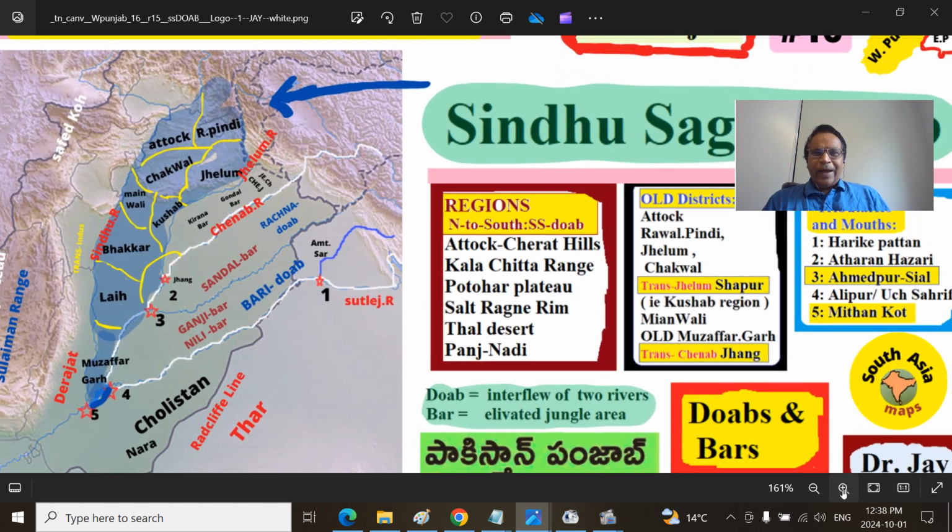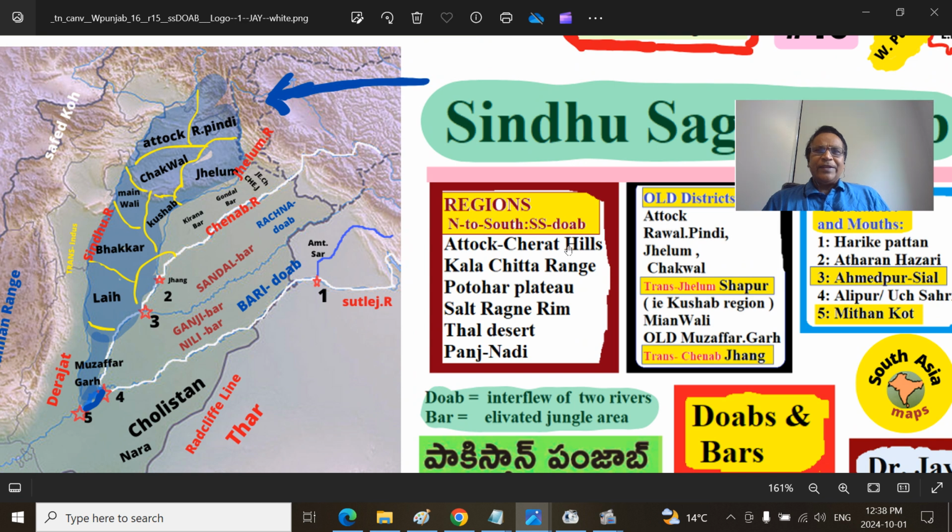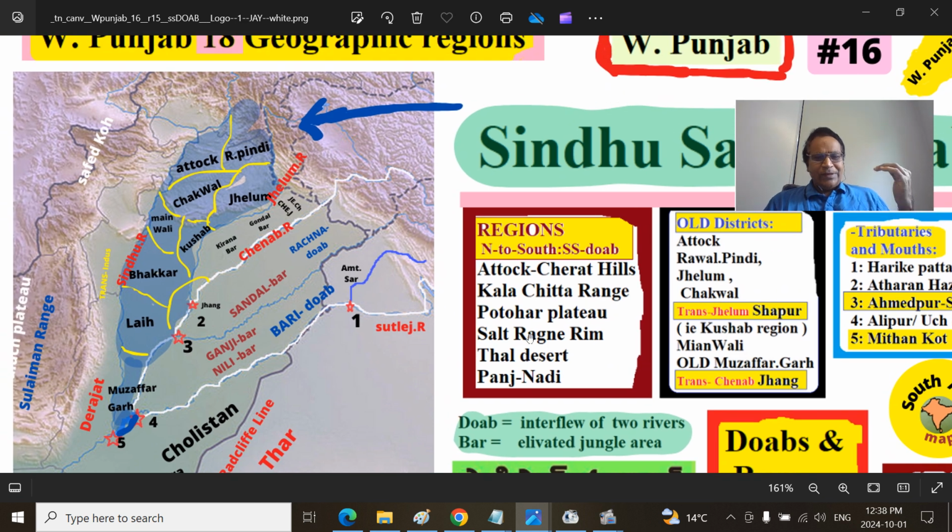I have covered this before. These are the regions. If you miss this part, I will show you after 30 or 40% of the presentation on different cartographic maps. You will get it all in detail.